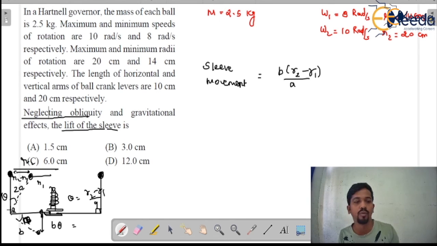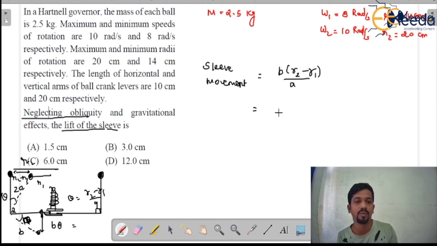But you must remember this formula directly. Don't waste time determining the sleeve movement using the diagram. You just have to learn it directly. So what is B and what is A and what is R2 minus R1? Everything is given in the question. There is no use of the omega 1 and the omega 2.